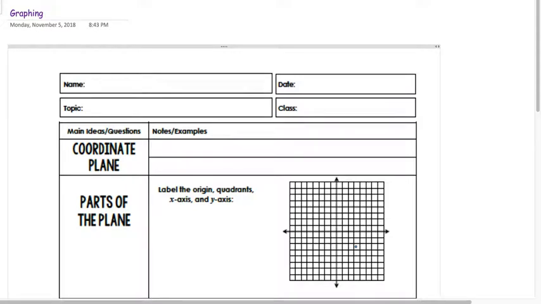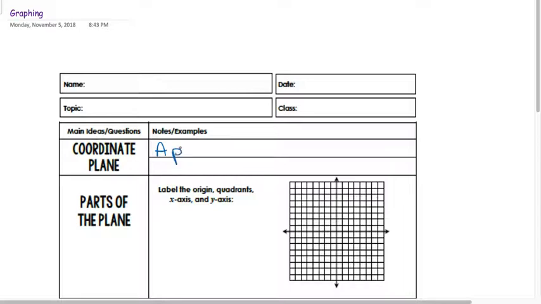Okay, so we've been talking about relations and functions, and today I'm going to help you guys with some graphing, and we're going to take some guided notes. So the first thing we're going to talk about is a coordinate plane. A coordinate plane is a plane divided into 4 regions used for graphing. And I'm going to go ahead and write that down.